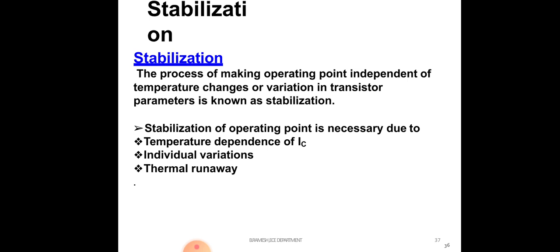Okay, so individual variations mean replacement of the transistor, and the transistor parameters, beta value, VBE voltage. Okay, so aging of transistors. With these reasons also, your operating point will be changed. Thermal runaway means your IC current is not in a fixed position, always it is changing with temperature. Power dissipation increases.